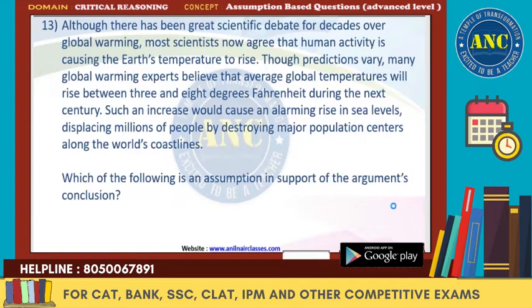Now, the argument concludes that rising sea levels caused by global warming will destroy major coastlines along the world and will also destroy population centers in these major coastal areas and displace millions of people. Any assumption in support of this conclusion would have to corroborate that these events will definitely take place. Let us look at the options.